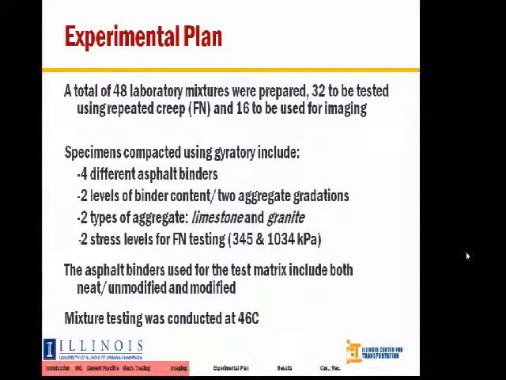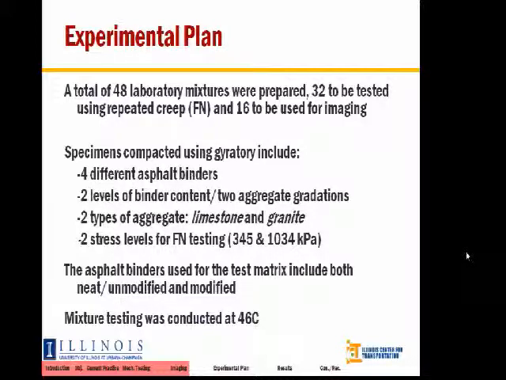We know that a coarse versus a fine gradation directly affects the percentage of asphalt binder that is required to cover the surface of all aggregate. As well as 2 different aggregate types, both limestone and granite. And then the mechanical testing was conducted at 2 different stress levels, 345 and 1034 kPa, or 50 and 150 psi for people less familiar with the metric system. And that was selected to span the average stress experienced in the field. Okay, typical stress experienced in the field by the pavement has been found to be 89 to 90 psi, so 50 and 150 psi were chosen for this testing.